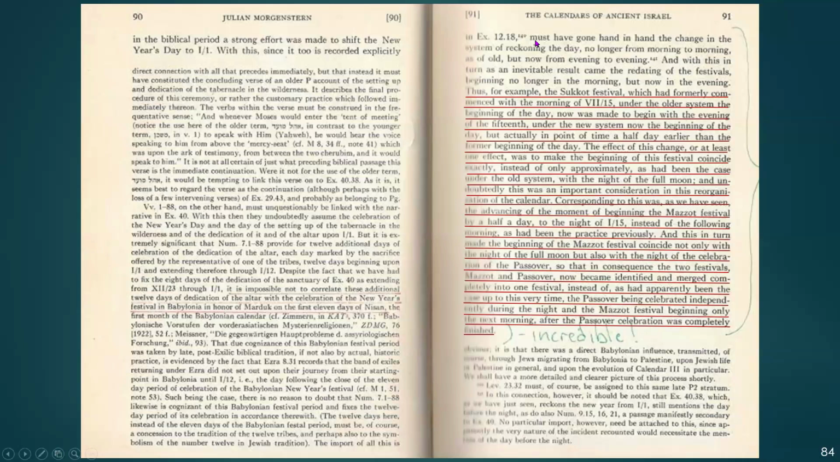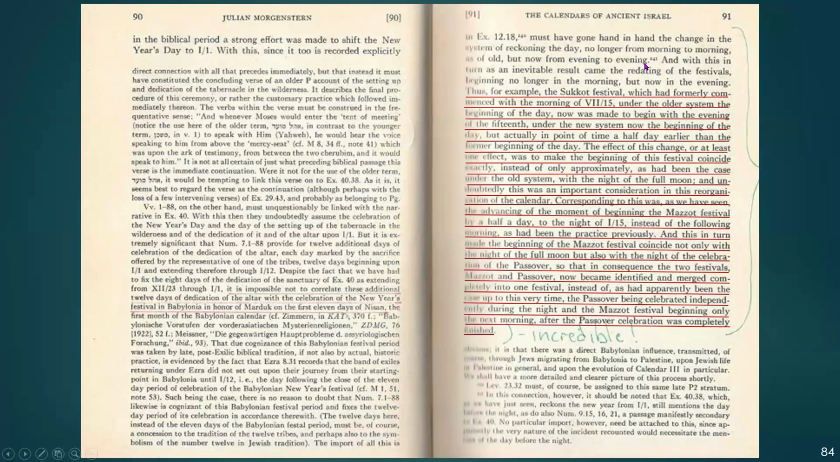Let me start again. Must have gone hand in hand the change in the system of reckoning the day, no longer from morning to morning as of old, but now from evening to evening. I hope there's bells and whistles going off right now. This is when sunset to sunset came into fruition, everyone. He's documenting this.